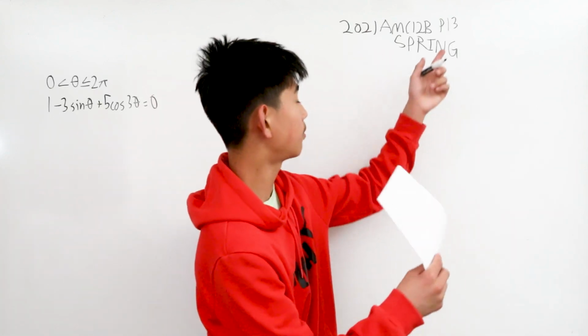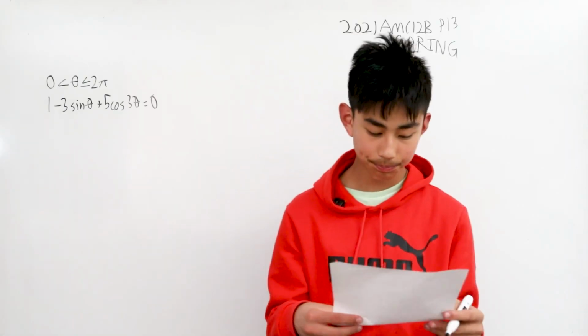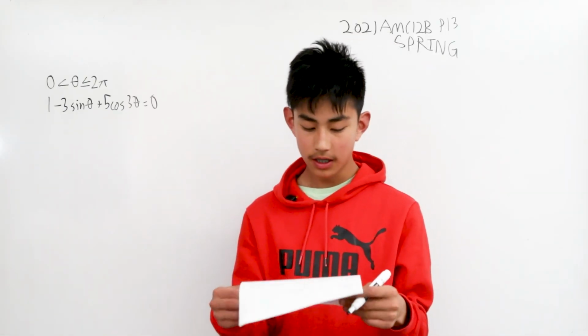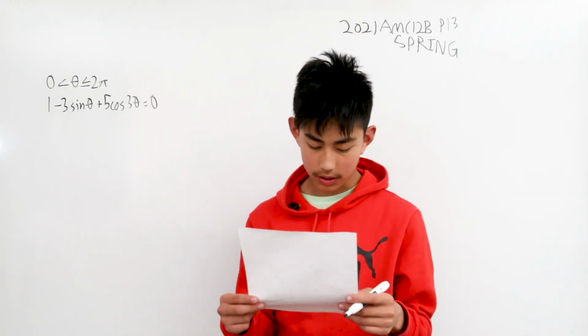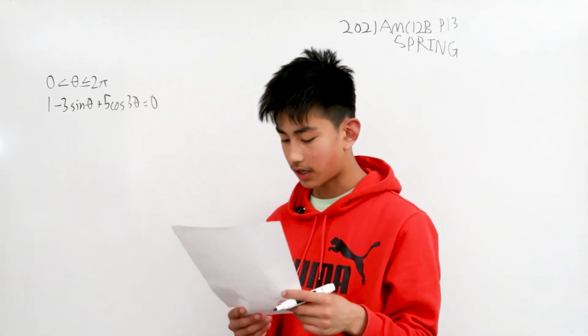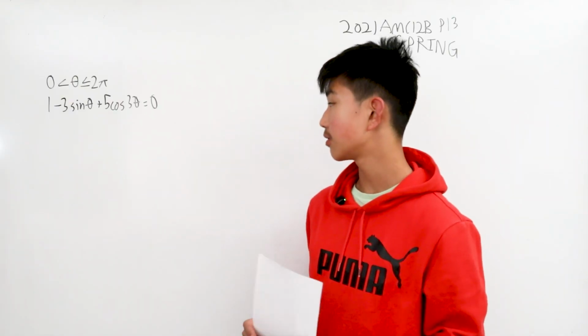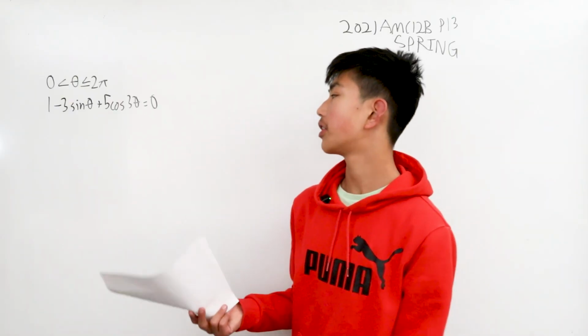We're solving problem 13 from the spring 2021 AMC 12B. How many values of theta in the interval where theta is greater than 0 and less than or equal to 2 pi satisfy this equation up here? The first thing we can do with this equation is basically move everything around.